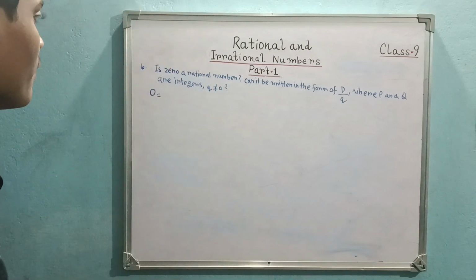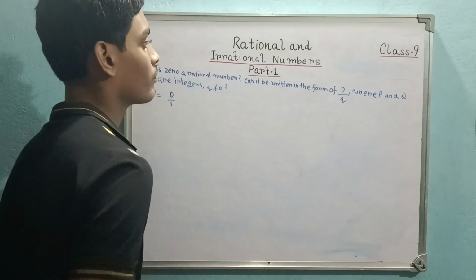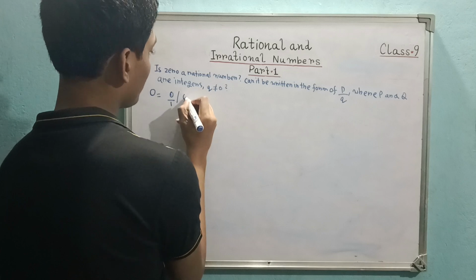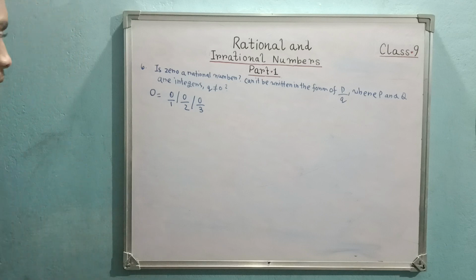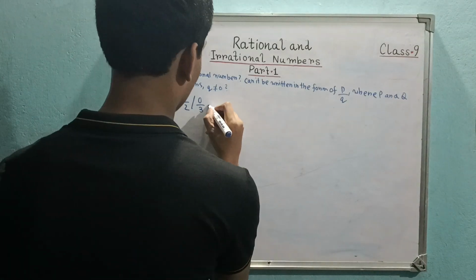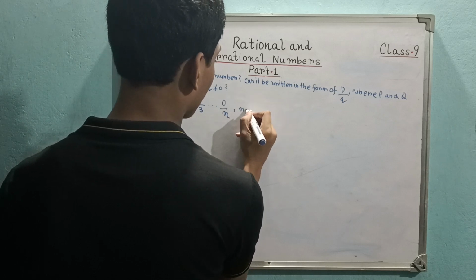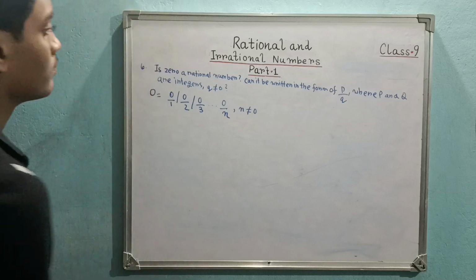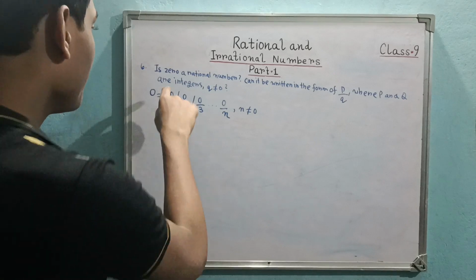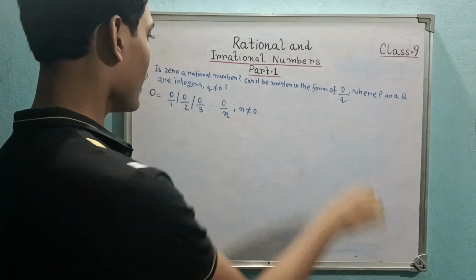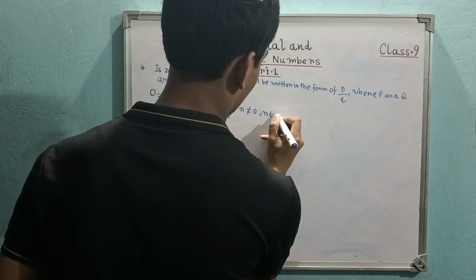So write 0 as 0 by 1, or 0 by 2, or 0 by 3, whatever. Anything: 0 by n, where n should be not equal to 0. So what have I written it like? P by Q, where P and Q here are all integers. N belongs to I, I means integers.